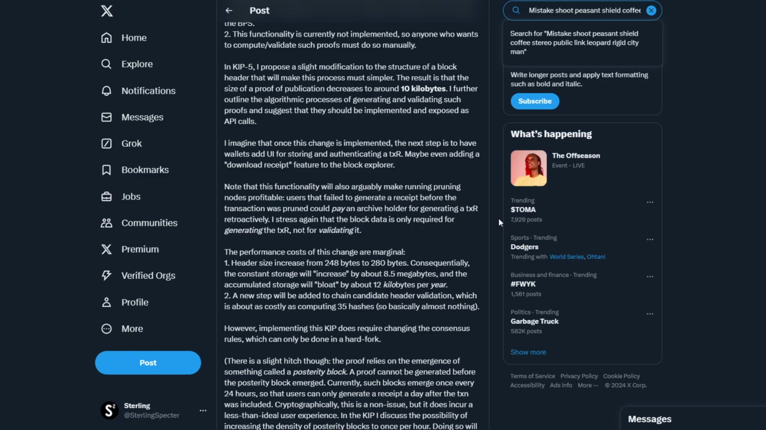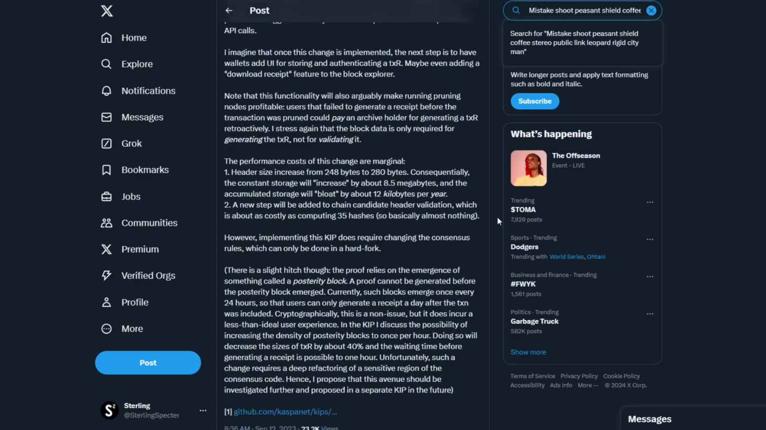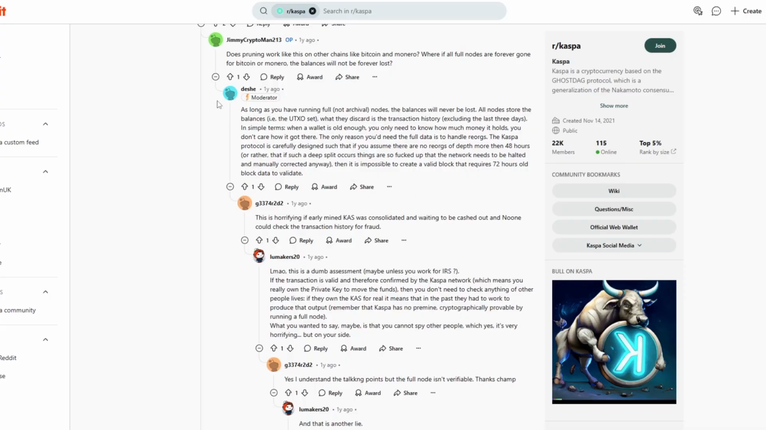So if it could not generate a receipt, then it could go to an archival node and say, I need the receipt for this, and then it could put it back into the chain on that pruning node. So there has been lots of talk about it on Reddit and in comment sections of videos. Personally, I don't see it as a problem, but there are some people out there that do see it as a big problem. It says here, as long as you have a running full node, the balances will never be lost.